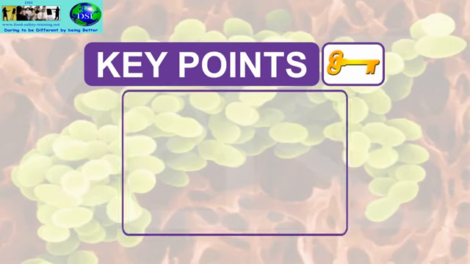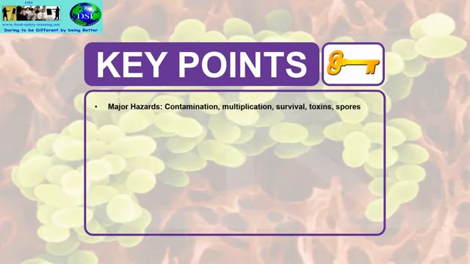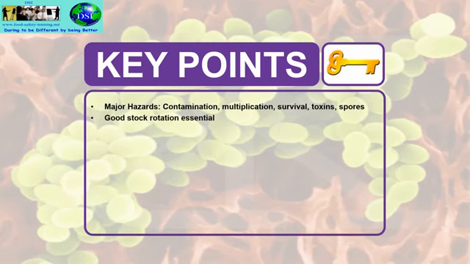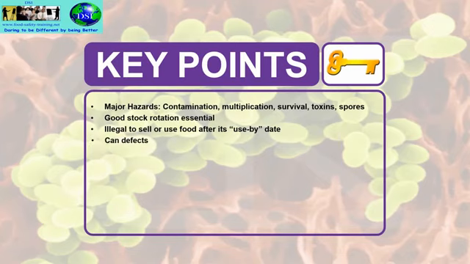So, the key points of that section. We looked at the major hazards: contamination, multiplication, survival, toxins and spores. Good stock rotation is essential. It's illegal to sell or use food after its use-by date. We looked at canned defects. And again, a lot of these defects you can find in the supplied notes.